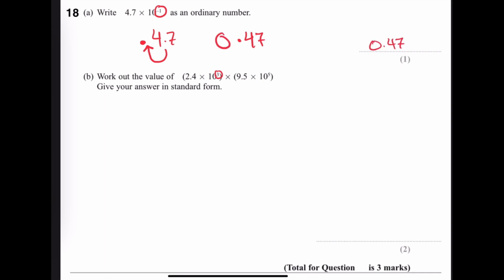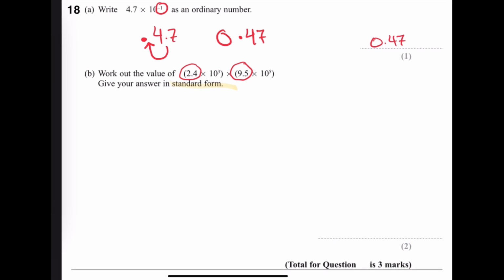0.47. B. Work out the value of 2.4 times 10 to the power of 3 and times that by 9.5 times 10 to the power of 5 and give your answer in standard form. With these, we are going to do them separately. This is 2 different parts, and then we're going to put them together at the end. So we're going to first do 2.4 and we times that by 9.5. And that equals 22.8. Now what we're going to do is we're going to do 10 to the power of 3, and we times that by 10 to the power of 5.